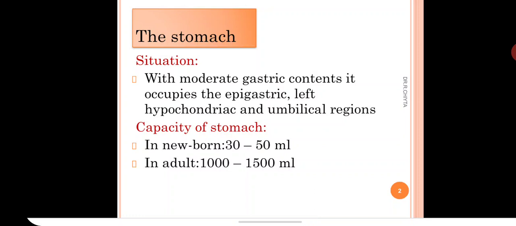Capacity of the stomach depends on the age of the person. In newborn, very little, 30 to 50 ml, and in the adult, 1000 to 1500 ml. Fundus of the stomach is filled with air even when the stomach is empty. The volume of fundic air is about 50 ml in the adults.